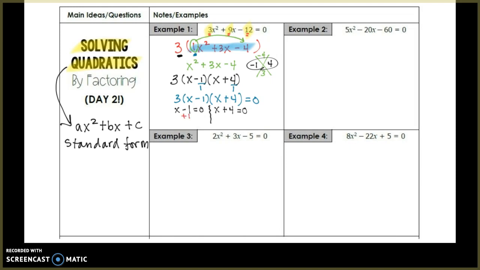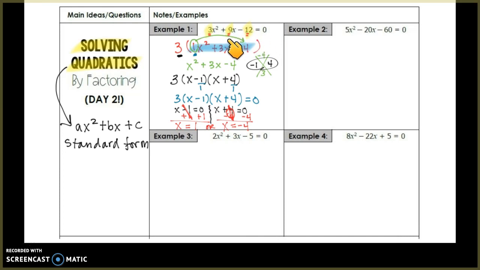I know that if I add 1 to both sides, that's going to cancel out, and x is equal to 1. Or on this other factor, if we were to subtract 4, that's a 0 pair, cancels out, x is equal to negative 4. And so this is my solution to my equation. If I replace x up here with a 1, it's going to equal 0. And if we replace x with negative 4, it should also equal 0.